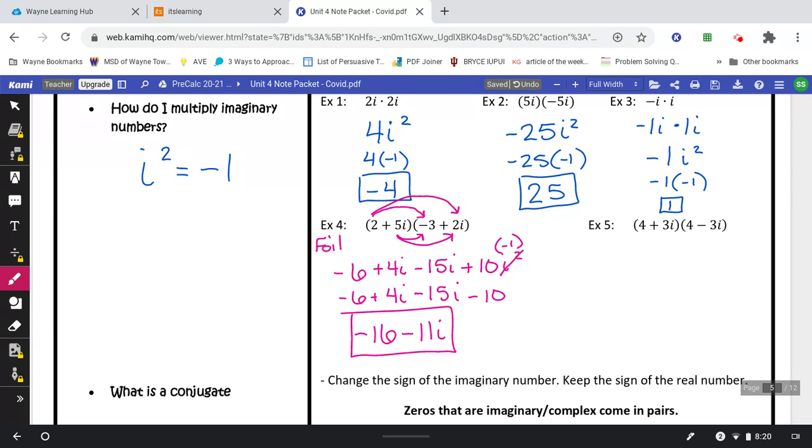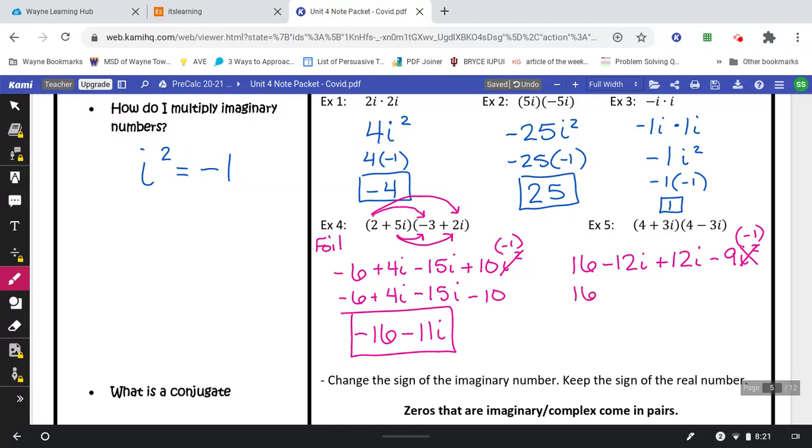Take a moment and try example 5. Make sure you can FOIL it. You should have something that looks like that. Your next step is to replace the i squared with a negative 1. So you can cancel that out if you want and put a negative 1 right there.